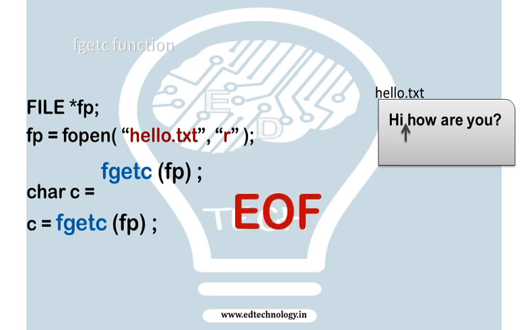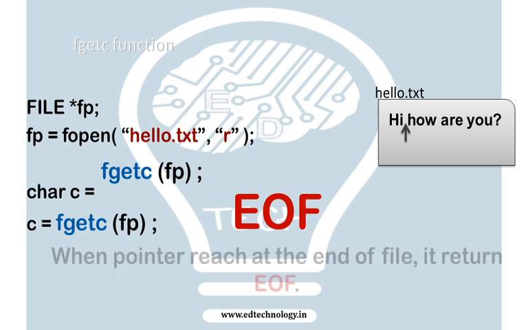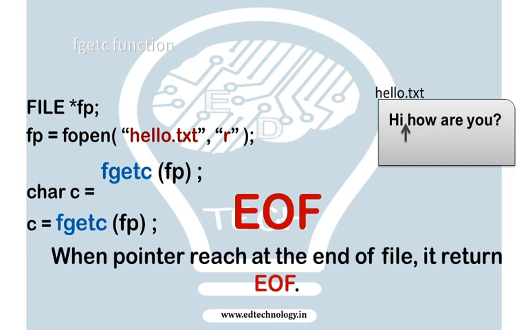And when we encounter the end of the file, ultimately it will stop reading the file. EOF is end of file, which we will see further in the video. So when the pointer reaches the end of a file, it returns EOF and stops reading the file. This is how using fgetc we read each character from the file, store it into some character variable, and then we can use it to display onto the output screen.